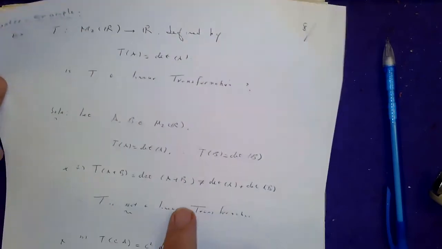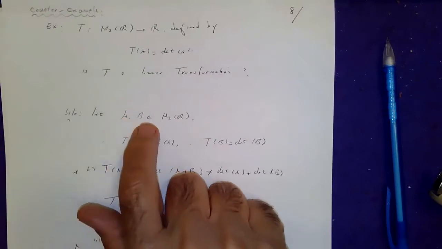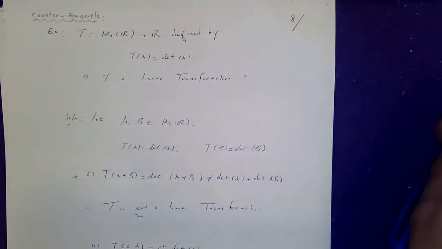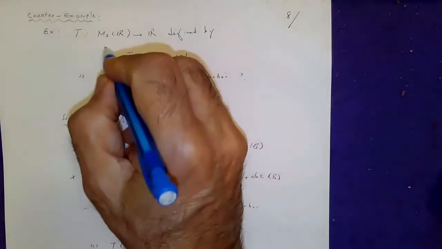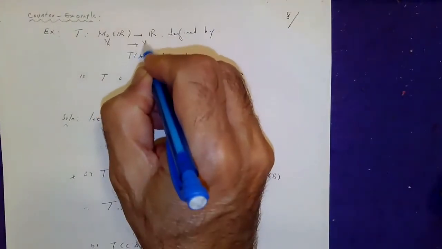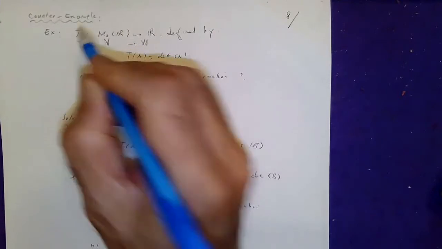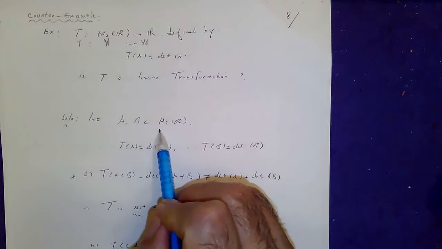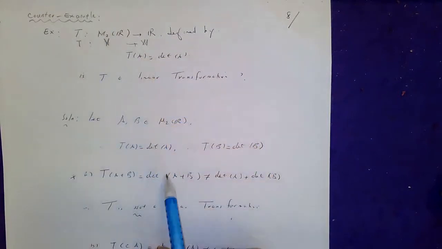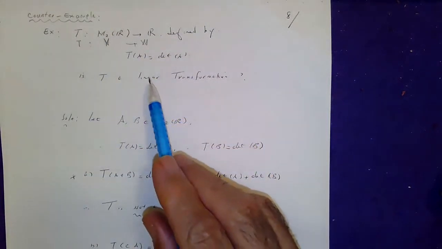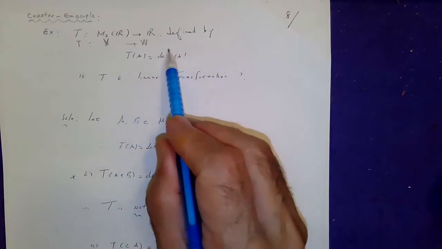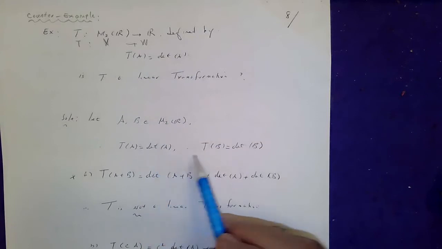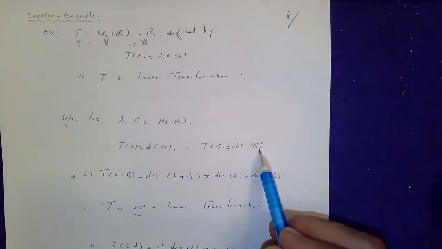Well, let's see now. Once again, you select two matrices, namely A and B, in V. Remember, this is your V. This is your W. And here is the transformation. You always, rain or shine, select your objects in V, not W. Because they are in V, they have to obey this rule, which is T of A has to be the determinant of A, T of B has to be the determinant of B.